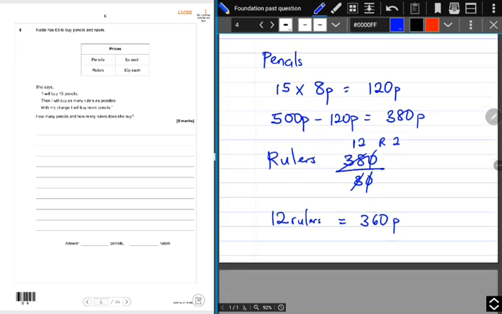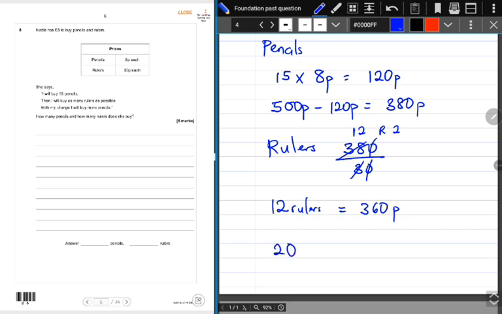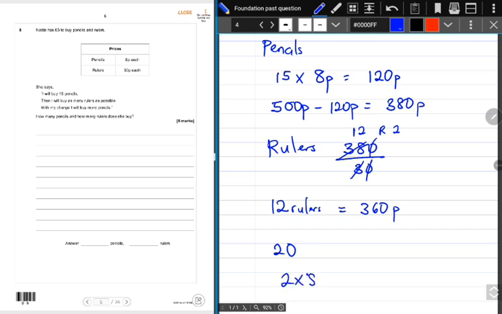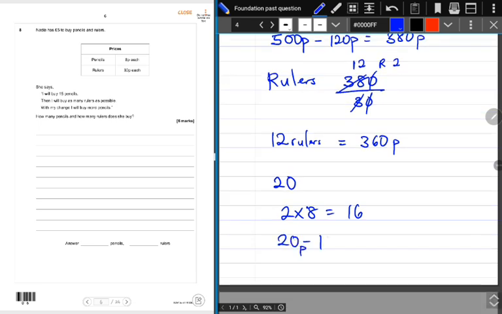And she said, with my change, I will buy more pencil. So she wants to buy more pencil out of the 20 penny left. Out of 20 penny, we can actually get 2 pencil, because 2 pencil will cost 16. That will be 2 times 8, which is going to give us 16. That means 20 penny minus 16 penny equals 4 penny.